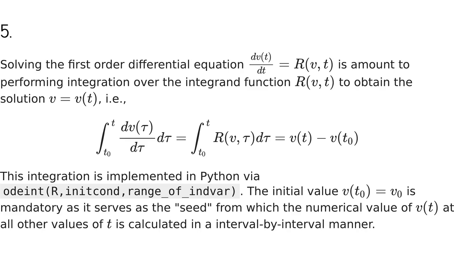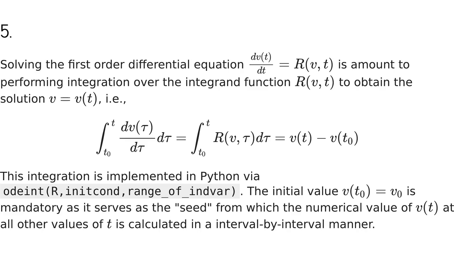The ODE function in Python performs this integration numerically for you. It takes your defined right-hand side function r, the initial condition, which is the value of the dependent variable at the starting point, like v at t0, and the array of points for the independent variable.